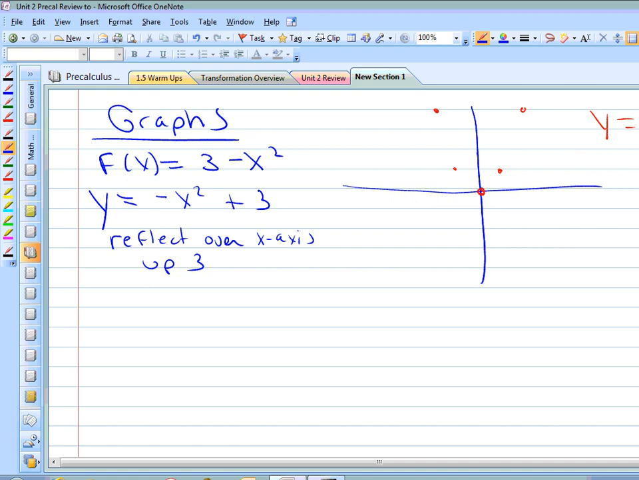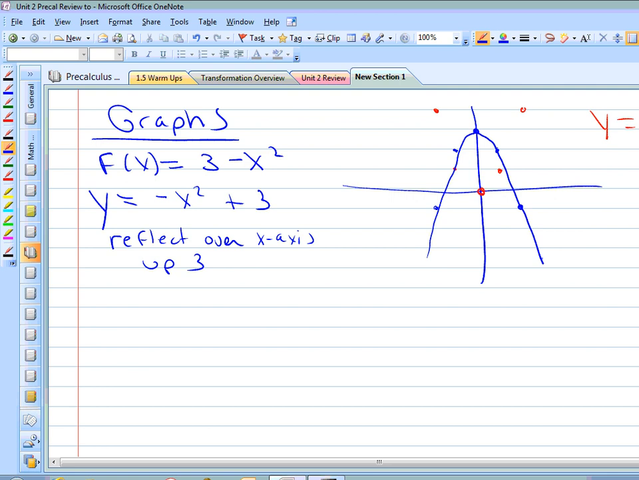So this one would go up 1, 2, 3, because it can't reflect. This one would reflect downward and go up 1, 2, 3. Downward, 1, 2, 3. This would reflect all the way down here and go up 1, 2, 3. And this would reflect all the way down here and go up 1, 2, 3. And your graph would look like this.